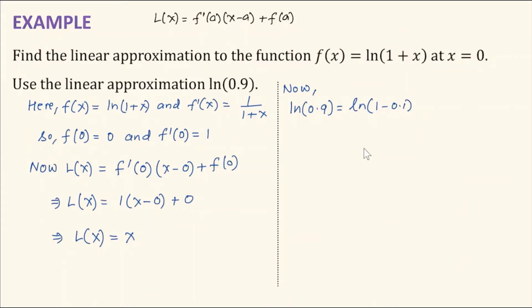And in order to approximate this, we are using the linearization function L of x, and x is negative 0.1. What we know for our linear function is L of x is equal to x. So whatever the input is, the output is also the same. So the value will be equal to negative 0.1. So the approximate value of natural log of 0.9 is negative 0.1.